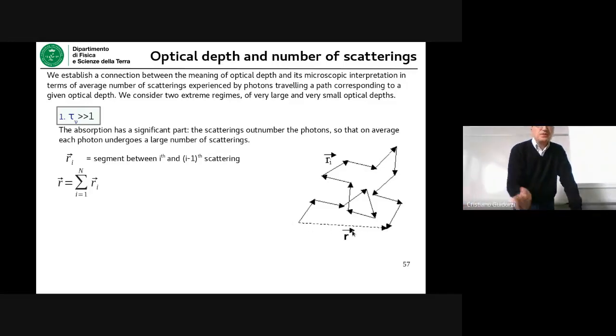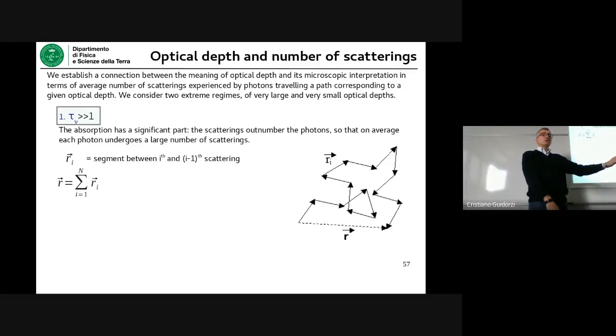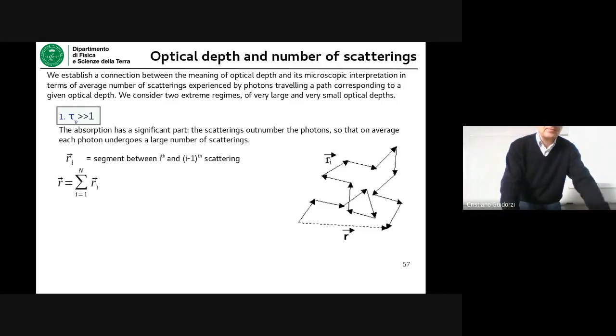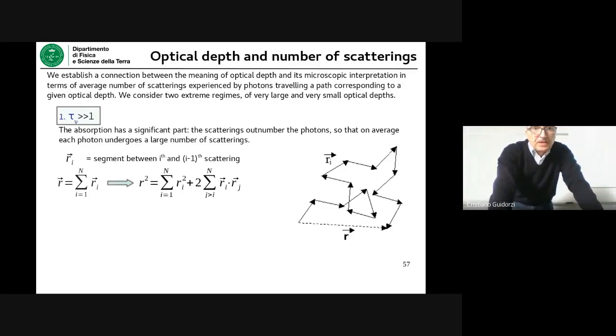R is nothing but, of course, the vectorial sum of all the individual segments, all the individual paths. Capital N is the number of scatterings, so we sum up as many segments as there are scatterings. In the case of an optically thick medium, this is equivalent to saying that there is no way the photon can make it out unscattered. The thicker the medium, the higher the number of scatterings it will go through. So let's just work out the square magnitude of this vector. This is trivial.